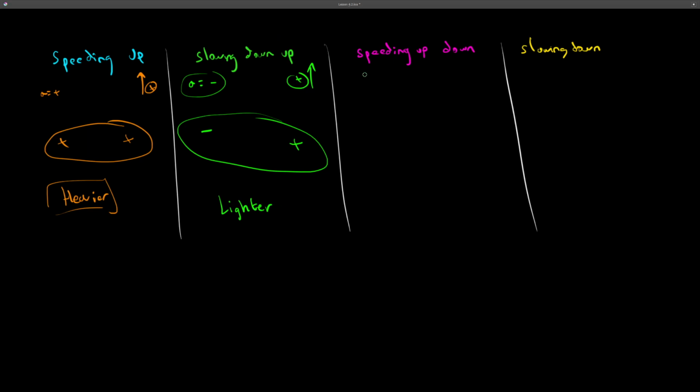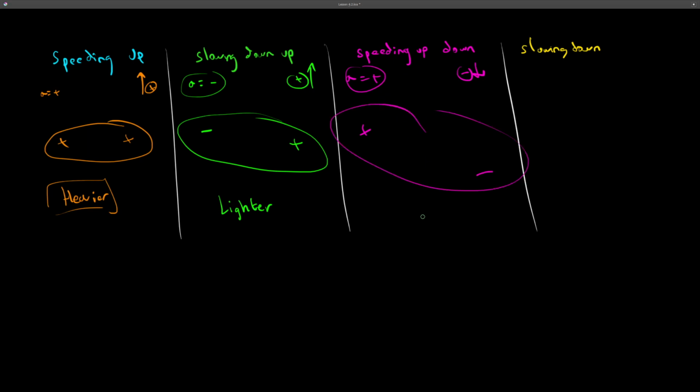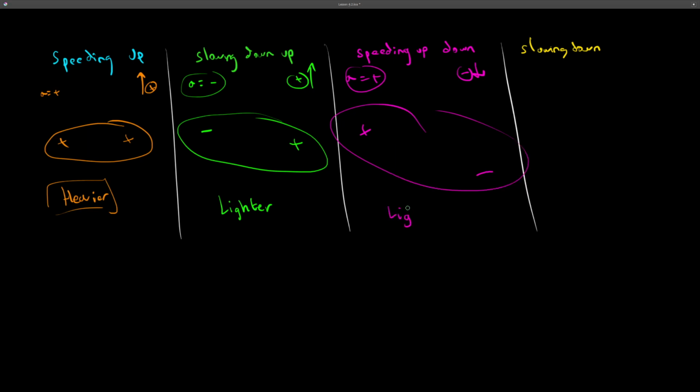So the next case, speeding up downwards. That means acceleration is going to be, speeding up is positive, so acceleration is going to be positive, and downwards is negative. So you have a positive value and a negative value, and these together, when you're speeding up downwards, you're going to feel lighter.